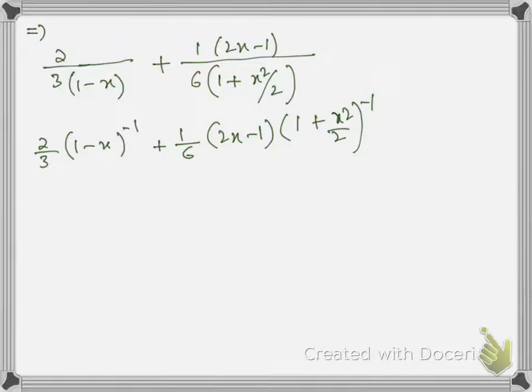Since the powers of both the expansions are -1, we can easily use the rules for negative power, -1 power. We have to use rule number 2 in the first expansion. It will become 2/3. According to rule number 2, we have to expand this with all positive signs.